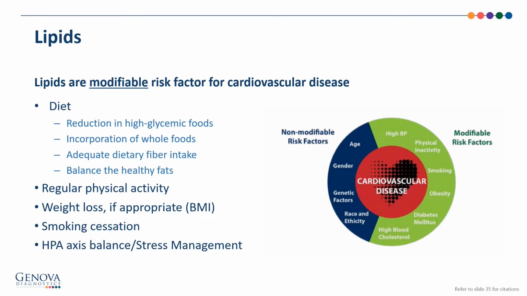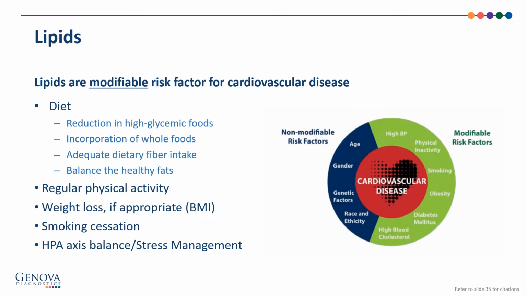Incorporation of whole foods, focusing on items such as fruits, vegetables, whole grains, nuts, legumes, even your healthy fats and protein. Ensuring adequate dietary fiber intake helps not only in regulation of blood glucose, but also in the support of the microbiome, and it can lower cholesterol. Sources of fiber can include things like whole grains, nuts and seeds, legumes, and even some fruits and vegetables.